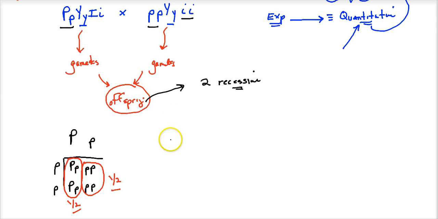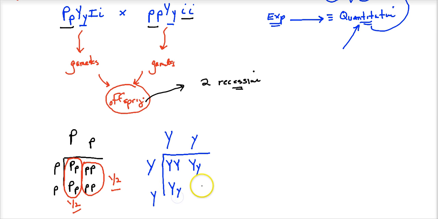Okay, let's do the next set of alleles from the mother and the father. Let's put the mother up top. We've got Y, little y, and the father, Y, little y. Why? Because I said so. Okay, so what we get is they're both heterozygous. So big Y big Y, big Y little y, big Y little y, and then little y little y.